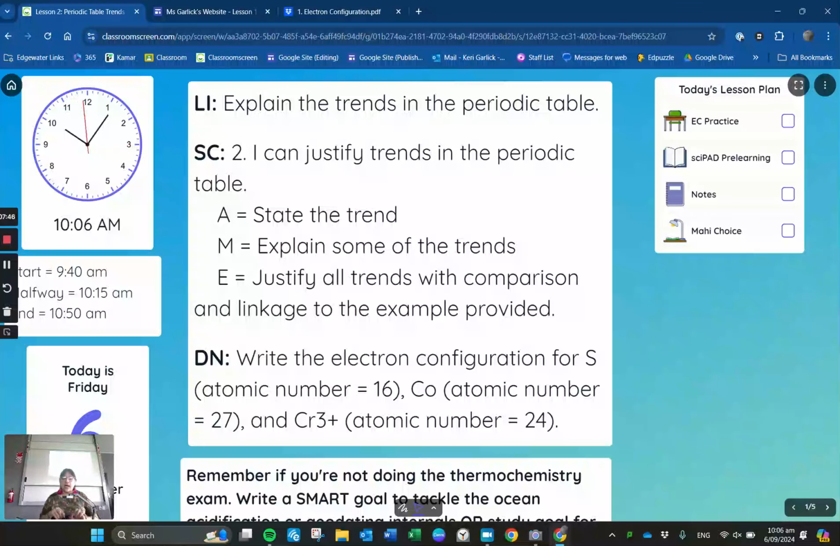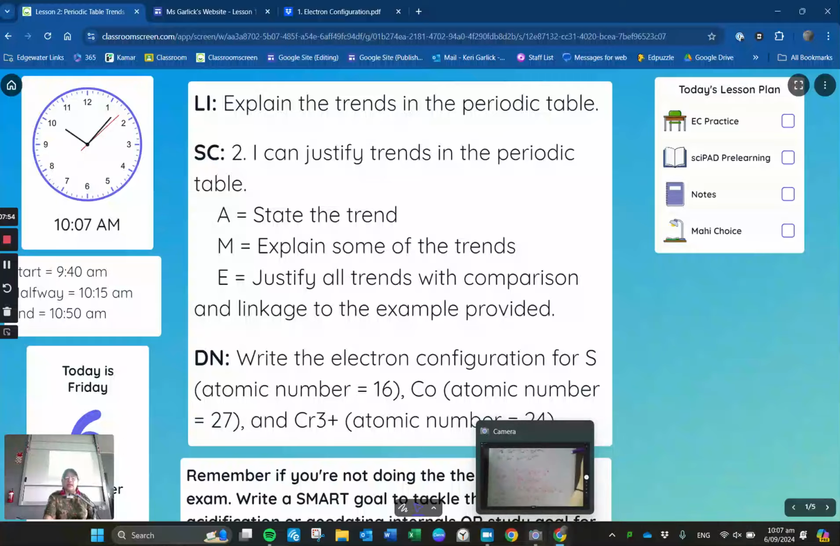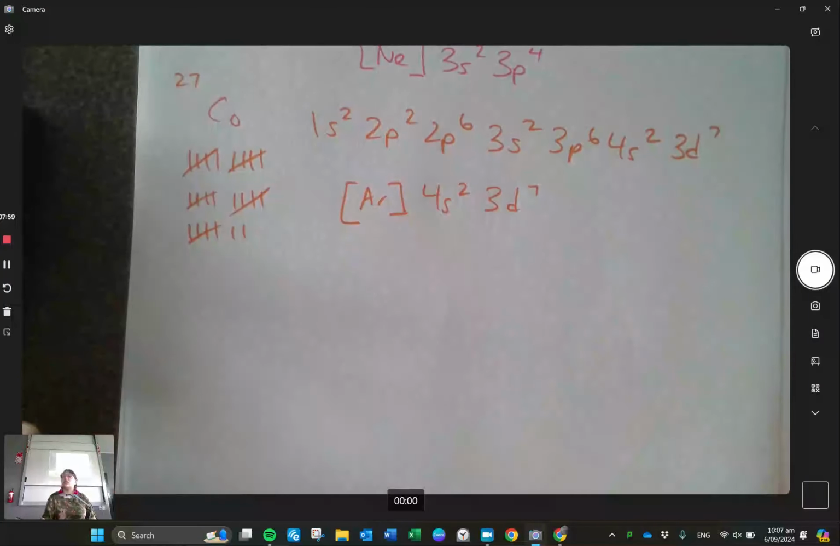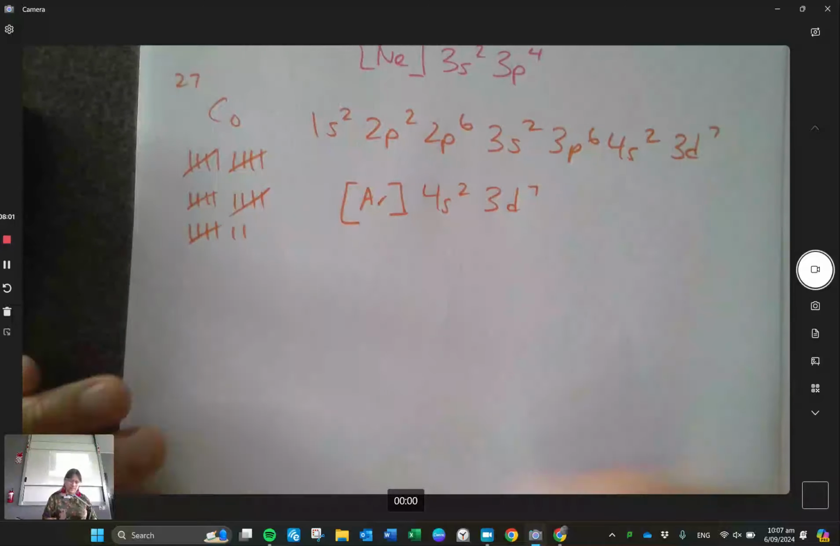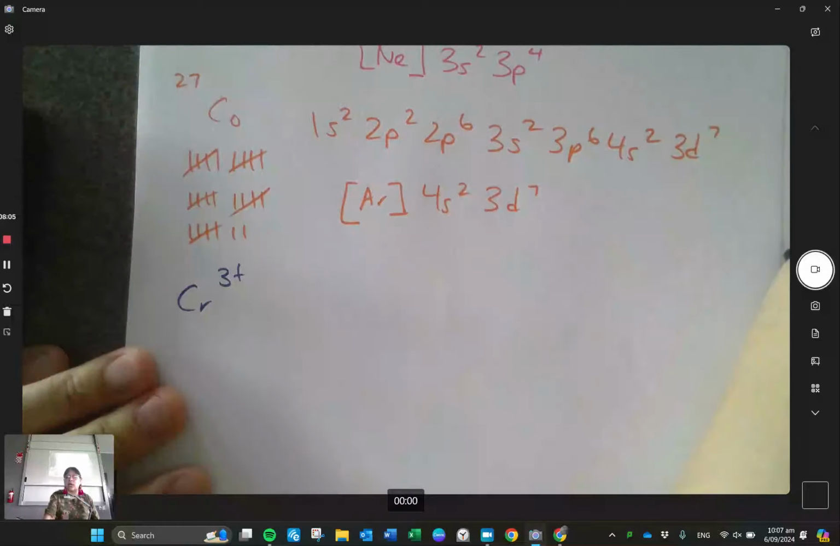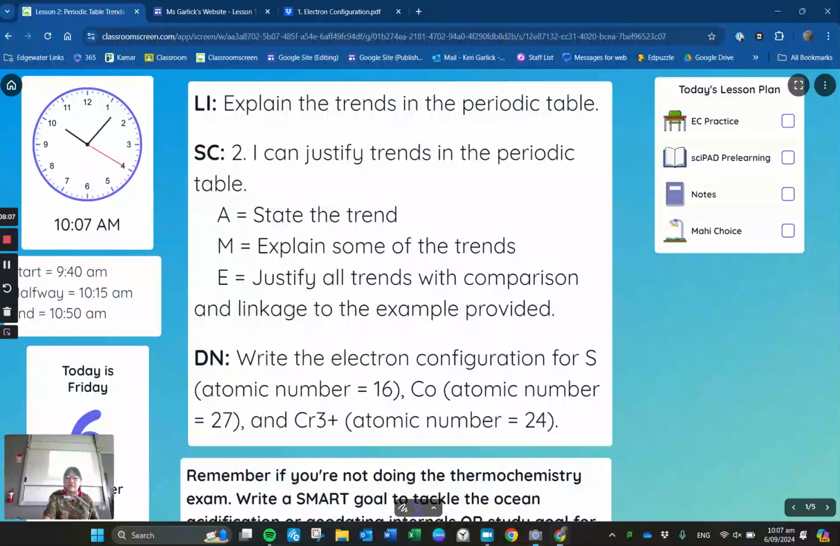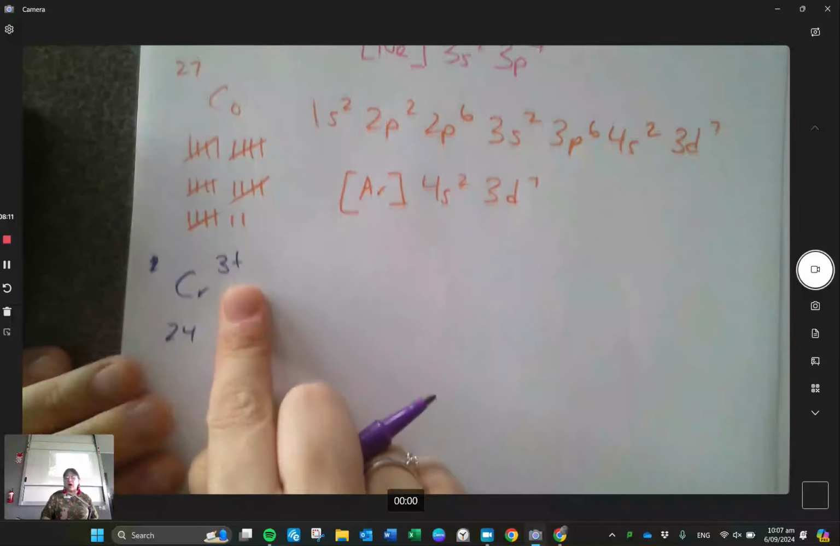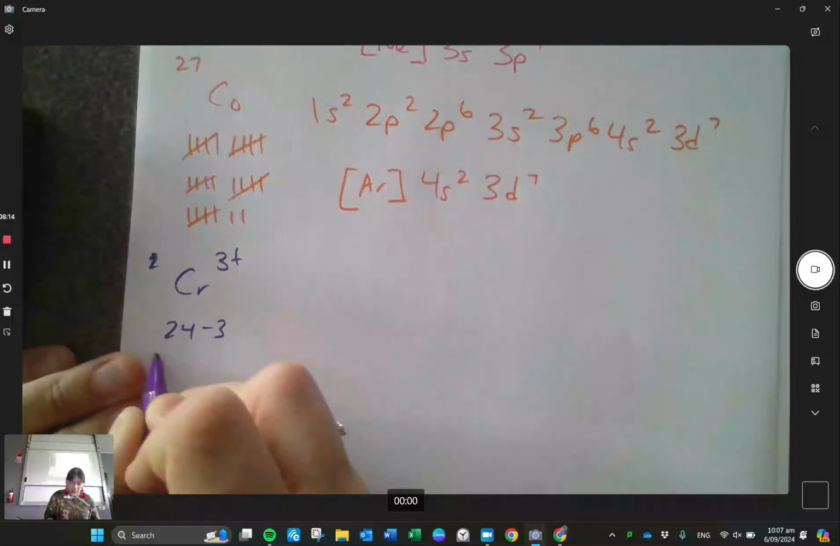All right, chromium has the atomic number of 24, but we are dealing with a charged ion, which is positive 3, so it has lost 3 electrons. Now, personally, the way I do it, do you want me to show you the wrong way first? Just so you know what wrong looks like. All right, let's say you were doing chromium 3+. You know it has the atomic number of, what did I say, 24. So if I have a positive 3, that means I've lost 3 electrons, so really you're dealing with 21.